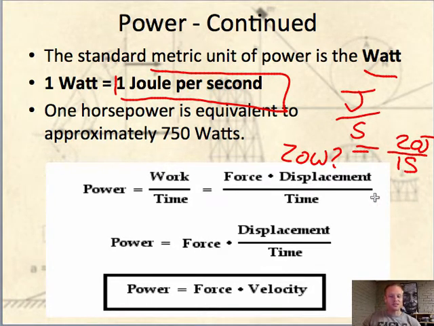We'll talk more about this later, but it's a really good idea to start to understand what the units actually mean. That light bulb is using 20 joules of energy every second. That's what a watt is telling you.